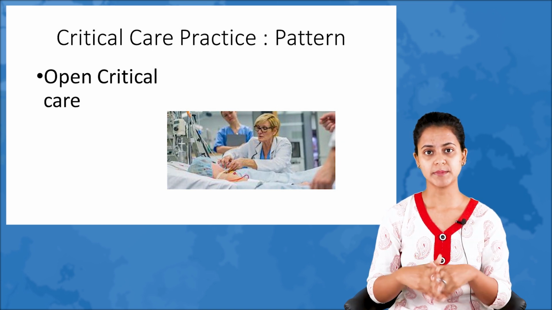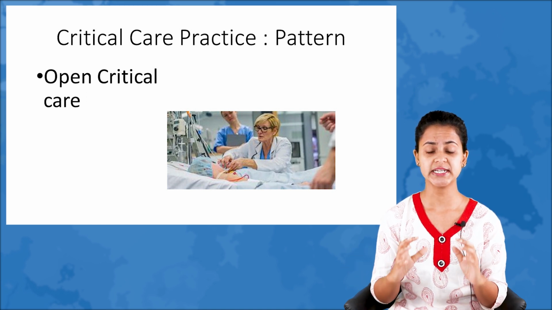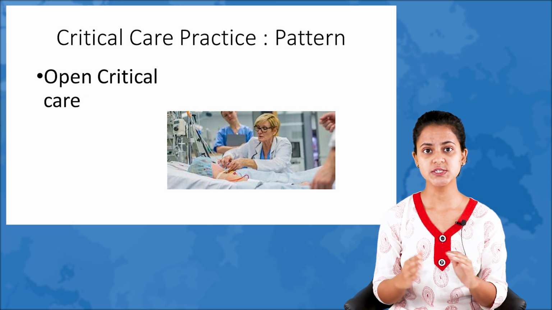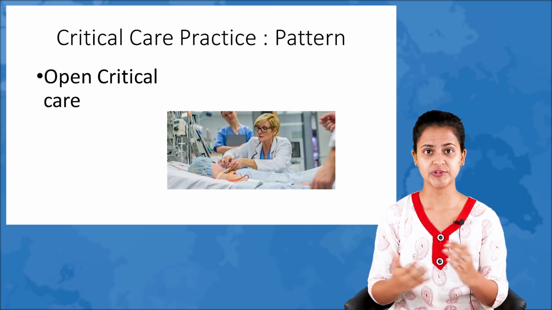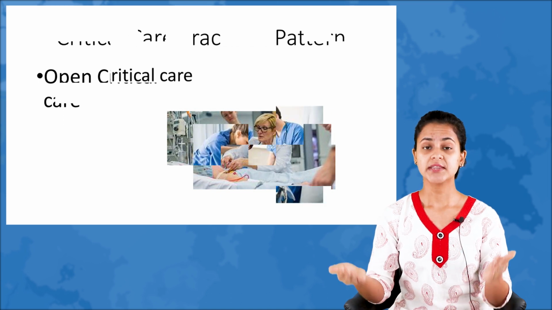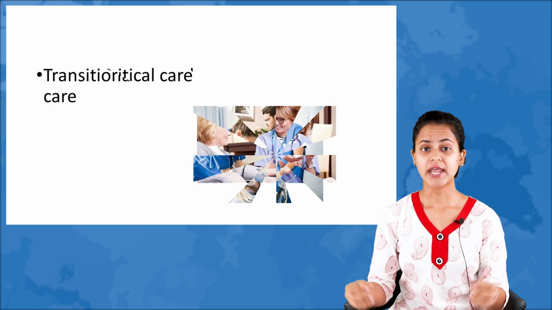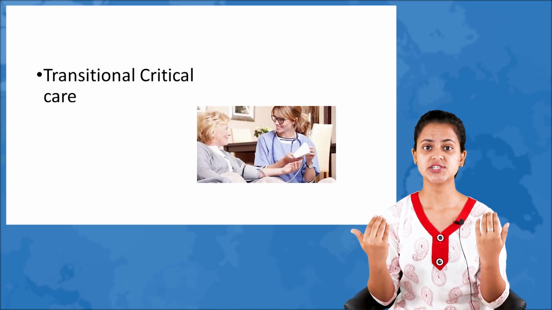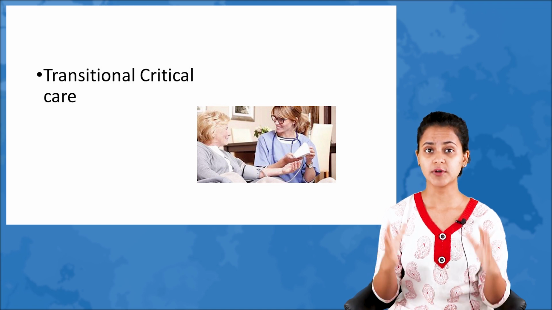Now you have to remember the critical care practice pattern is basically divided into three different categories. The first one is the open intensive care unit or open critical care institution. The next one is the closed critical care unit. And the third one is the transitional critical care unit. So we are going to read first regarding the open critical care unit.